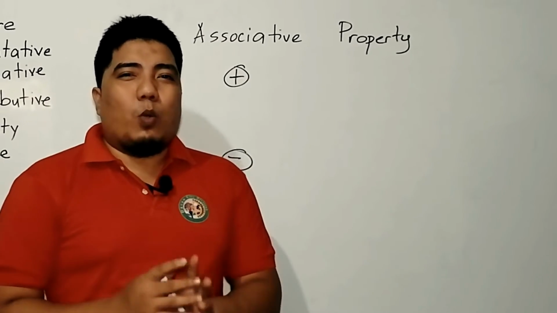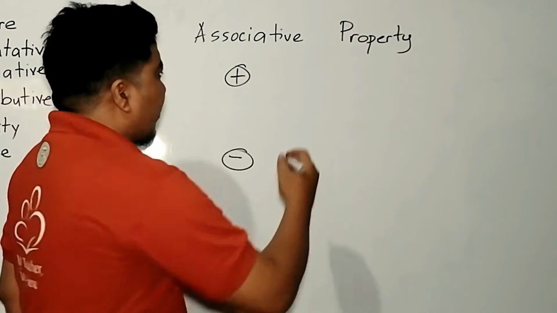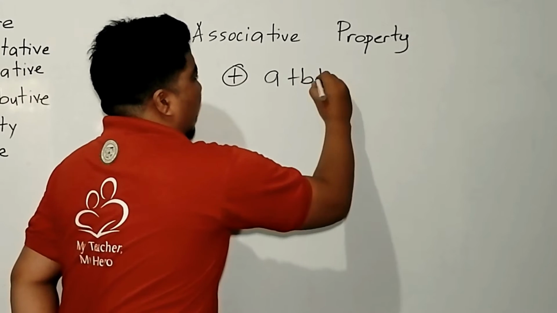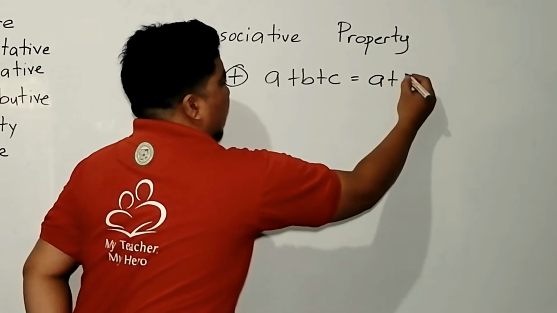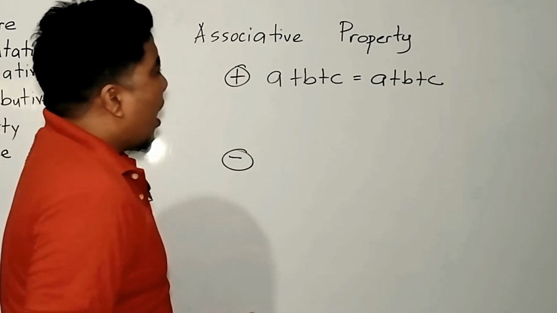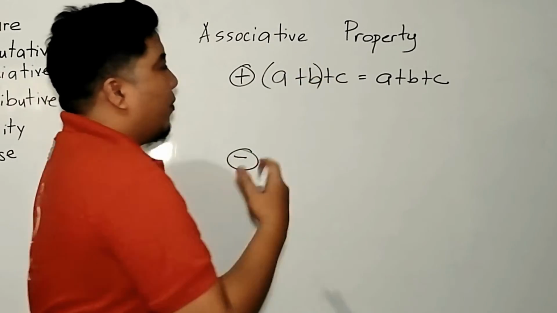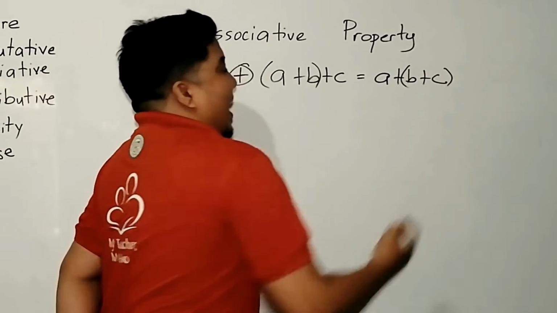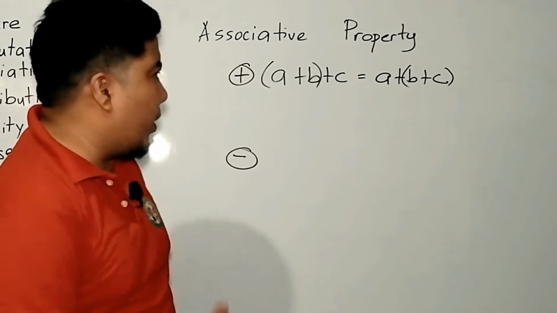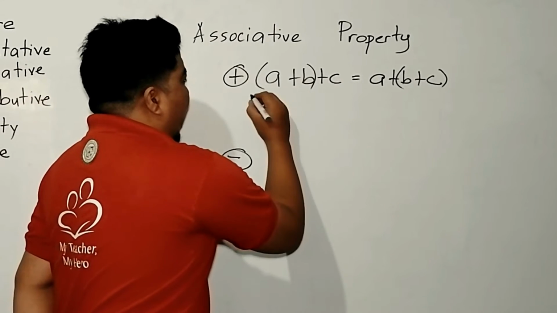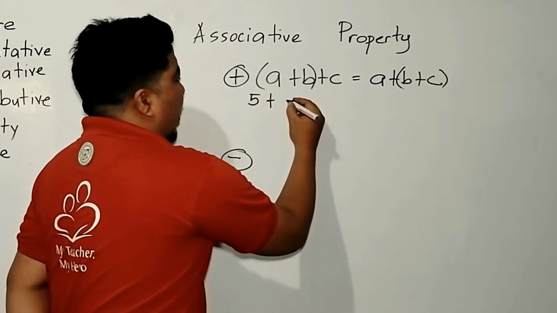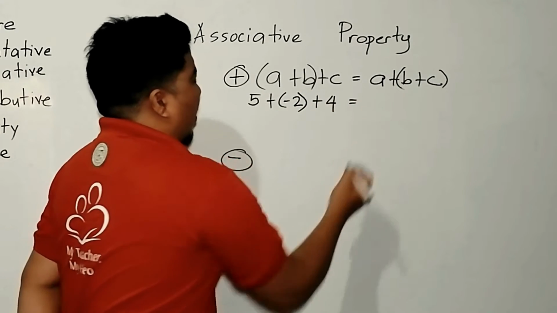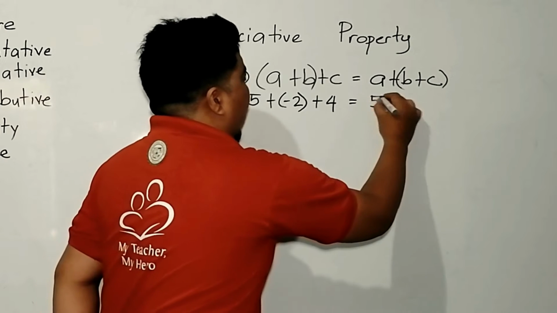Now, let us try whether that statement is true. If we have addition, A plus B plus C is equal to A plus B plus C, right? Of course. However, if you start with the first 2, the result will also be the same if you start with the last 2. Let's try whether that is correct. Suppose our A is 5, our B is negative 2, our C is 4. Same goes here.